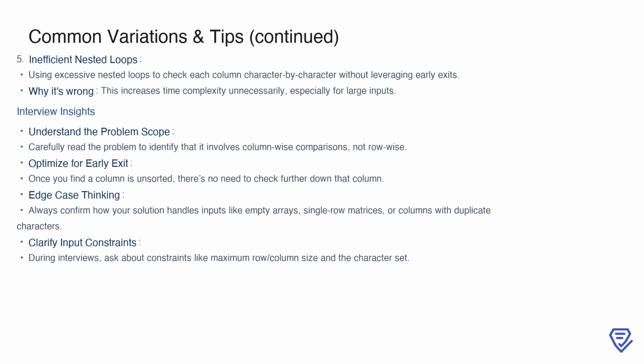Additionally, while optimizing for efficiency, remember that once you know a column is unsorted, there's no need to continue checking further down that column. Another critical aspect is edge case thinking. Make sure your solution properly handles inputs like empty arrays, matrices with only one row, or columns with duplicate characters. Lastly, during interviews, clarify input constraints with your interviewer. For example, ask about the maximum size of rows and columns or whether the character set is strictly lowercase letters. This can help you tailor your solution appropriately.